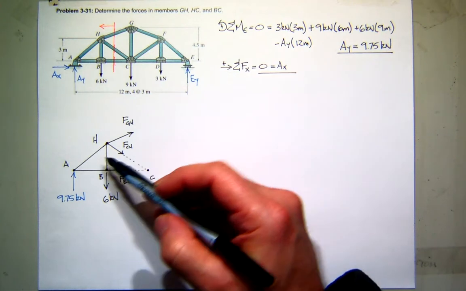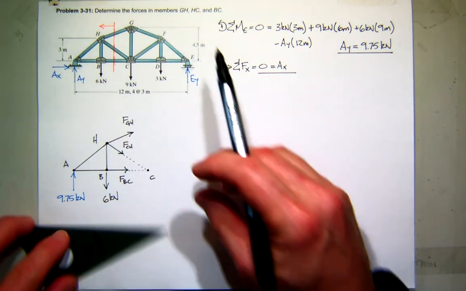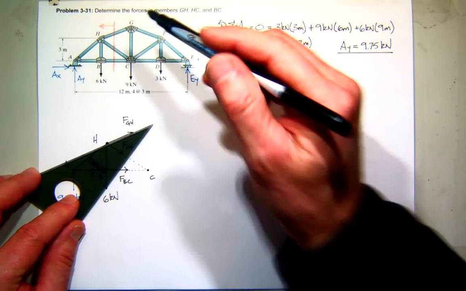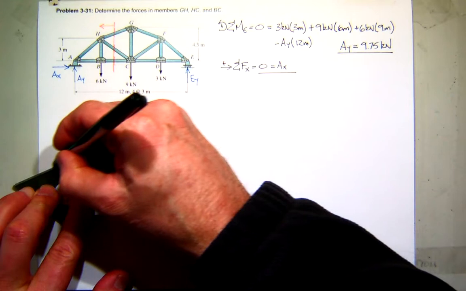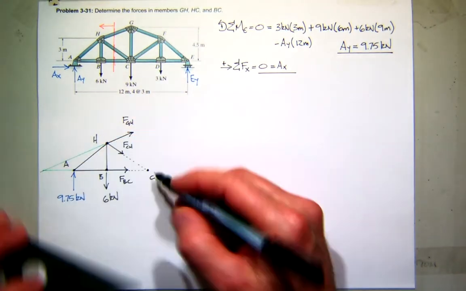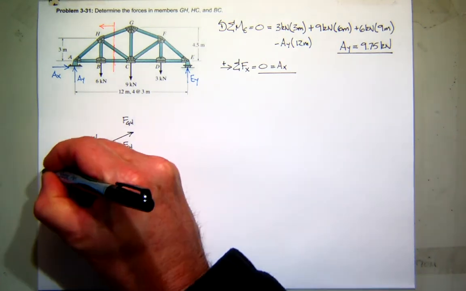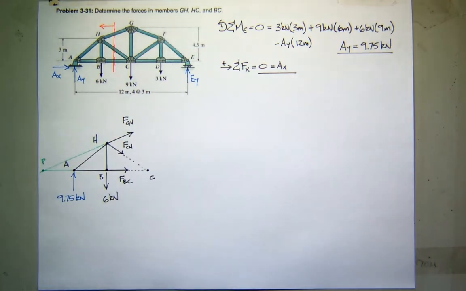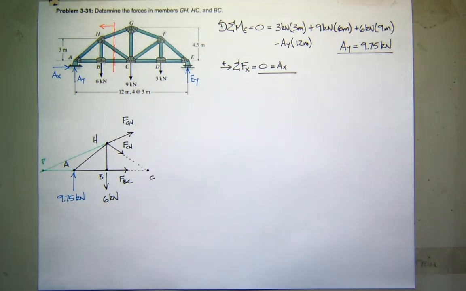Well, this is a slightly different line. See that? Now, if you really wanted to, you could project this line back. And I'll just show you that. There is a point out here in space where the horizontal line and this line connect. I'll just call it P. And of course, you could sum moments about P and get CH. You could do it that way.